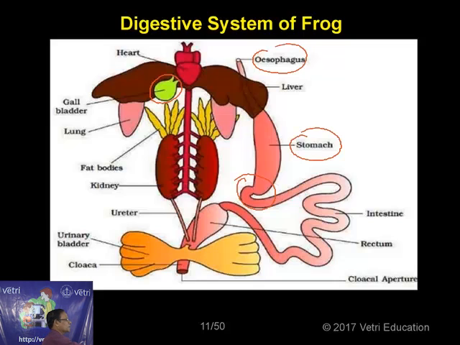Now these are the paired kidneys, not associated with the digestive system. This is the viscera. Once we cut open the body, you can see all the internal organs. We have the liver, the digestive system, and also the kidneys, all present in the body cavity, together called the viscera. And also, as I mentioned, we have the urinary bladder.